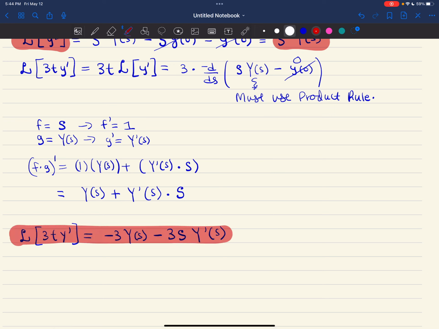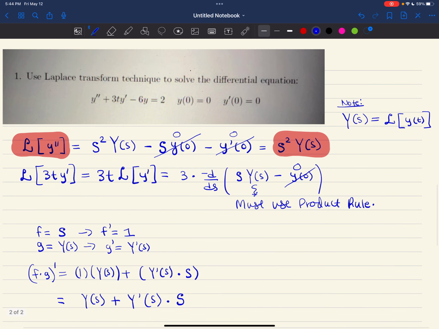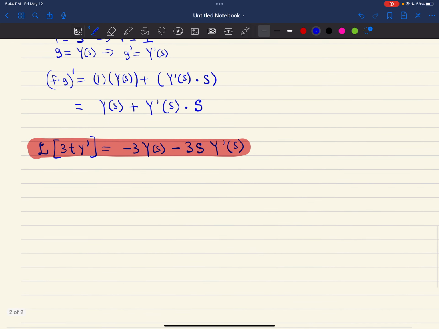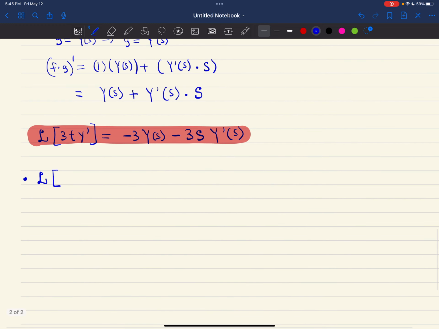Okay, so now we're not done yet. We have to figure out negative 6y, the Laplace of that. So Laplace of negative 6y is just going to be negative 6 times big Y of s. I forgot to put the minus sign, I apologize. So negative 6y.